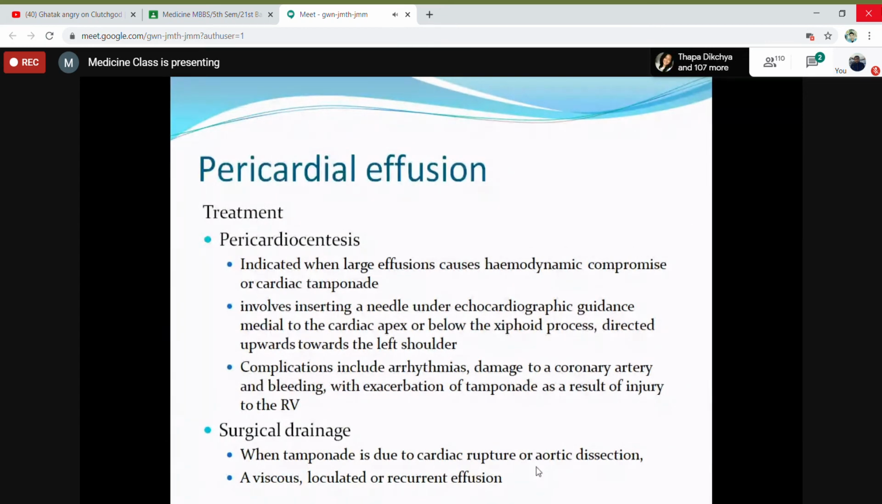There may be some role of surgical drainage when the tamponade is due to cardiac rupture or aortic aneurysm, or if the patient has a viscous, loculated, and recurrent pericardial effusion. So these are the only indications for surgical drainage.